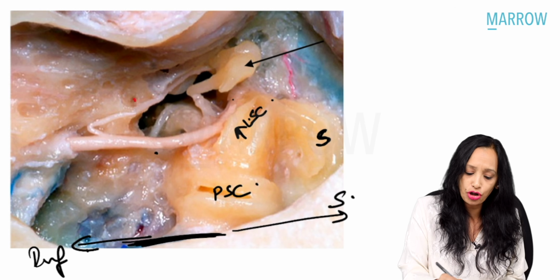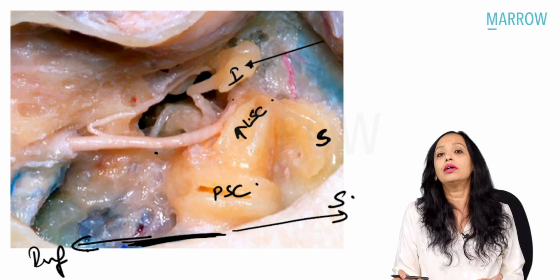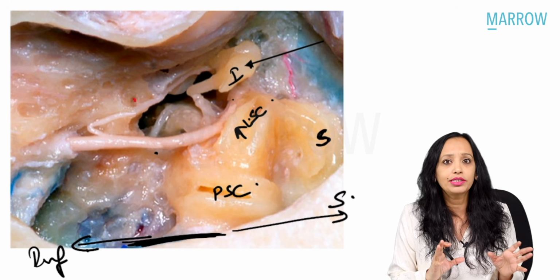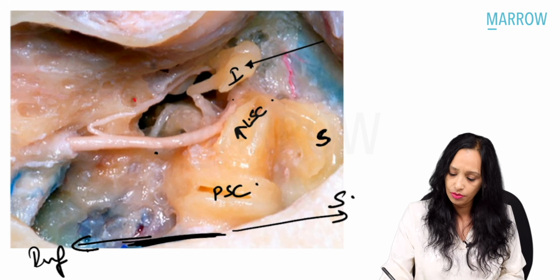Yes, this is the short process of incus, short process of incus. Is that clear? This is the picture that has been asked in your exam and you repeatedly keep asking me what this is. So have you understood that now? So that completes the ear section images.